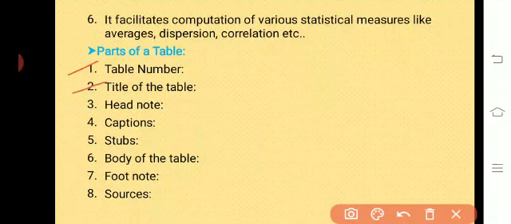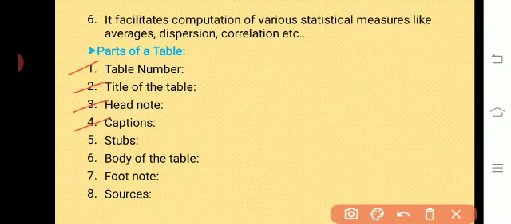Then the next part of a table is head note. It is a brief explanatory note or statement given just below the heading of the table, put in a bracket. The statistical units of measurements such as in thousand rupees, millions, million tons, crores, kilograms, etc. These we have to write as a head note or subtitle.